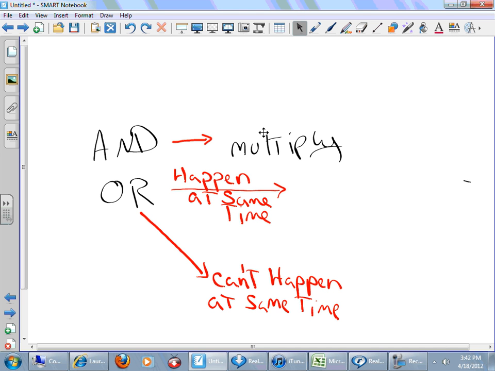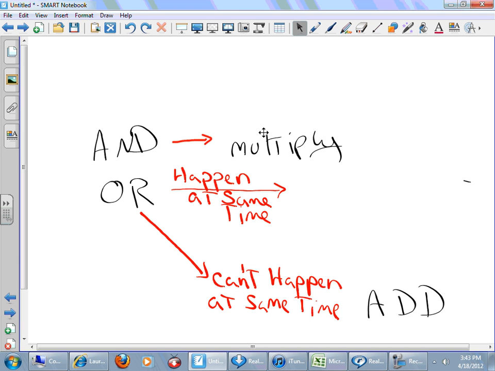It's going to mean to add, except you have to ask yourself: can the events happen at the same time? If they cannot, you are simply just going to add. You're going to find the probability of both events and add them together. "Or" is implying that only one event is happening in many cases.